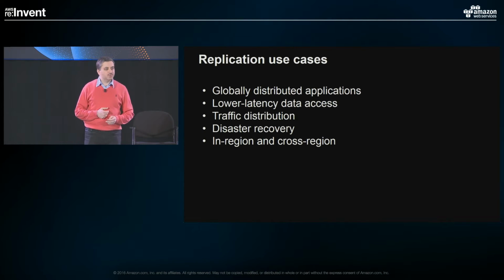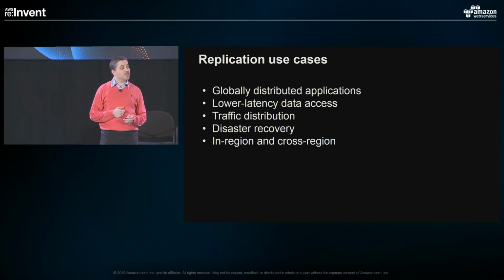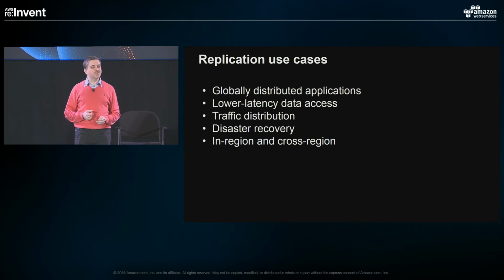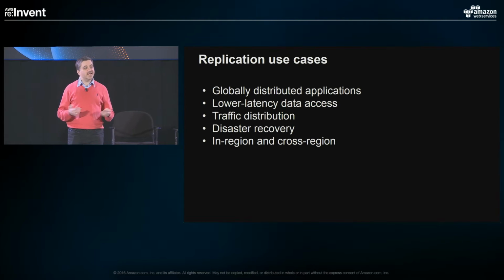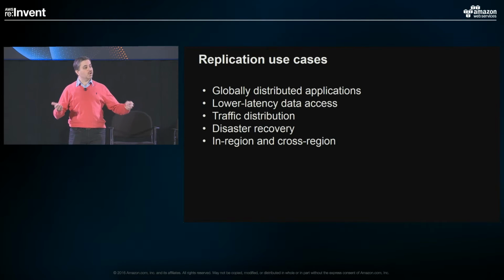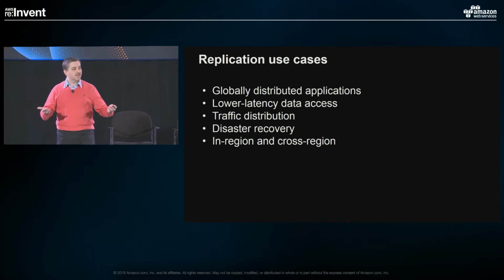So why do you want to replicate data sets within a DynamoDB table when we already provide the capability to replicate data across multiple AZs in a region? Well, you might have globally distributed applications that need access to low latency data sets that are residing in a DynamoDB table for your applications. Traffic distribution, that means you might have applications across different regions worldwide where your users would require low latency access to that application and data set based on their location.